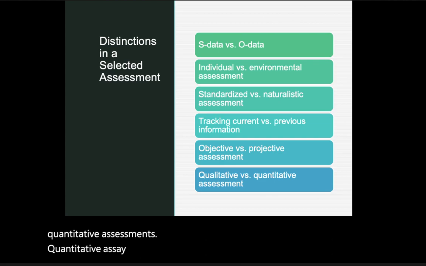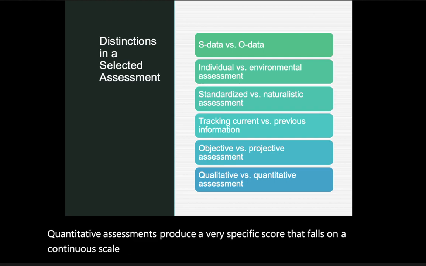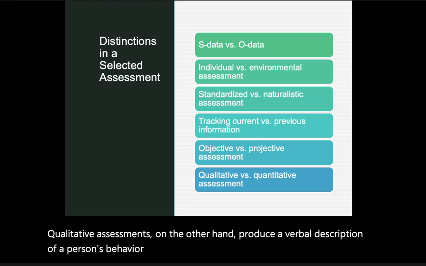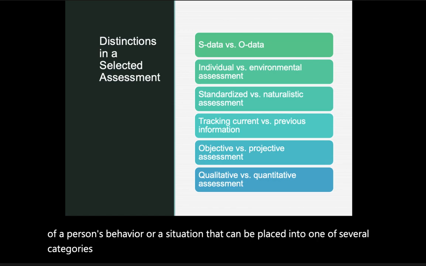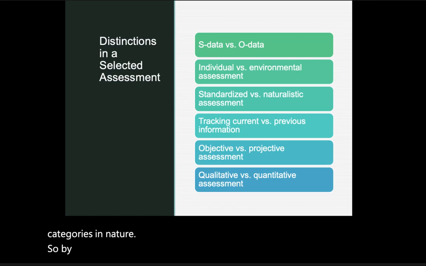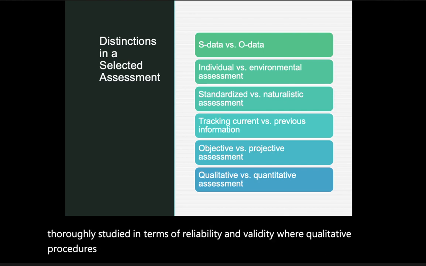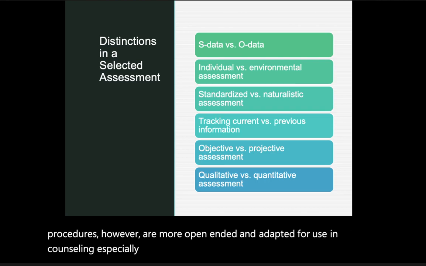And also, assessments can be broken down into both qualitative and quantitative assessments. Quantitative assessments produce a very specific score that falls on a continuous scale. Qualitative assessments, on the other hand, produce a verbal description of a person's behavior or a situation that can be placed into one of several categories in nature. So, by their very nature, quantitative procedures have been more thoroughly studied in terms of reliability and validity, where qualitative procedures, however, are more open ended and adapted for use in counseling, especially with diverse clientele.